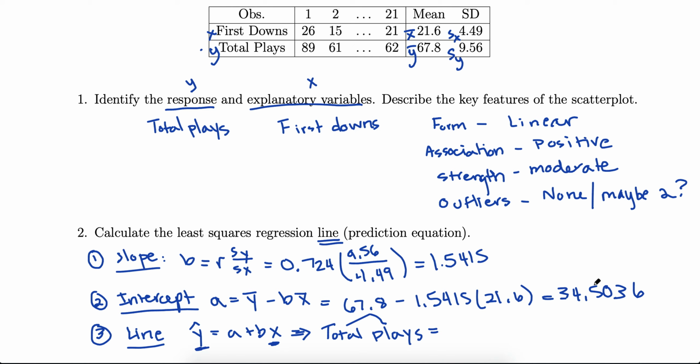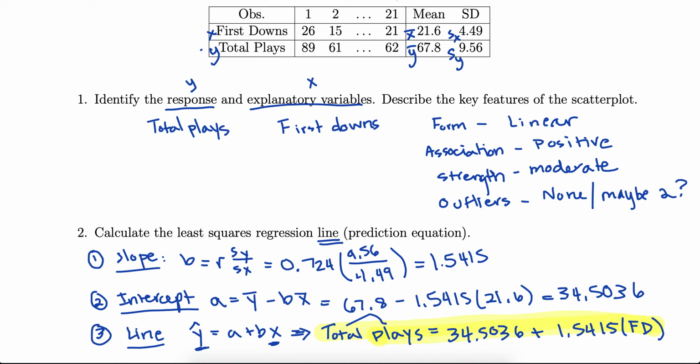And the intercept that we found for that, our a, was 34.5036 plus our slope, 1.5415, and the x variable in this case was our first downs. So there's our final answer. Several steps to that one, but that's our final answer we're looking for here, the equation of the regression line.